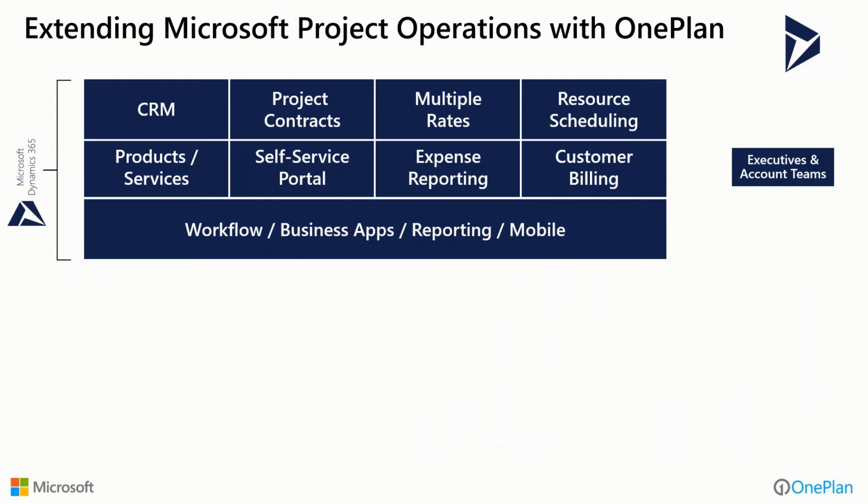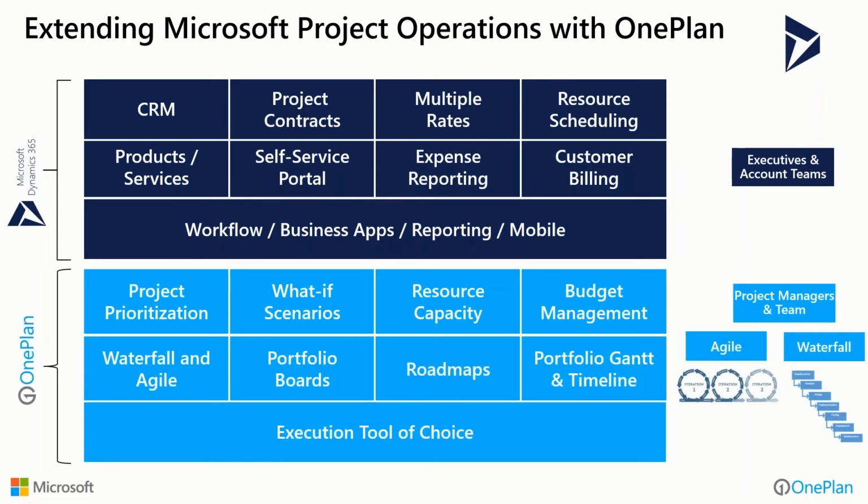So if we think about capabilities that we talked about there in Project Operations at the top, things like CRM and contracts and resource scheduling and expense reporting and customer billing and having workflows and things like that, these are things that are core to that Project Operations offering. But some of the needs in the modern age sometimes need some additional capabilities that are being asked for in the marketplace. And that's where OnePlan comes in.